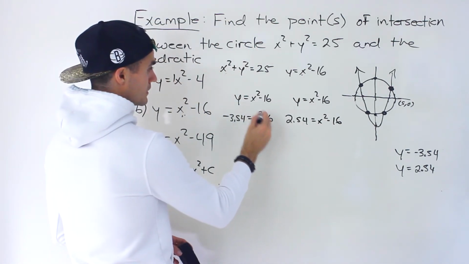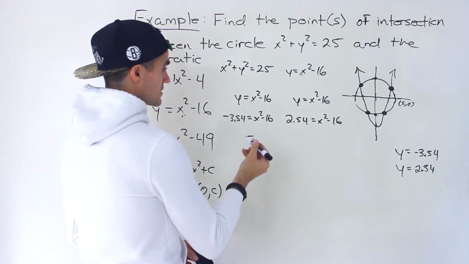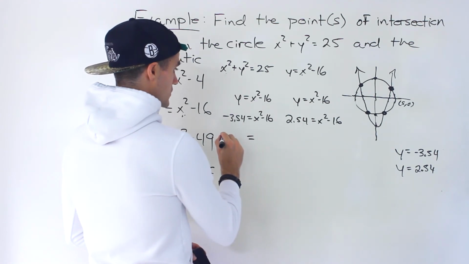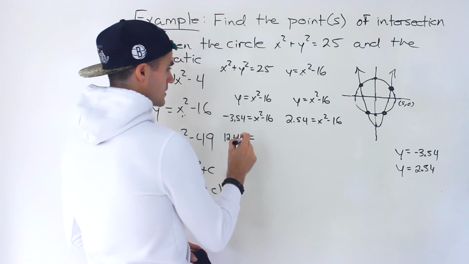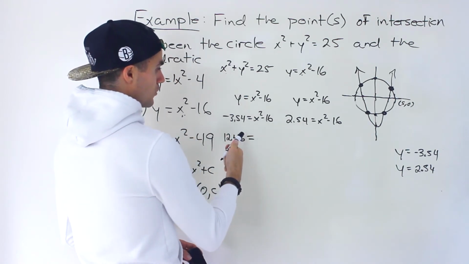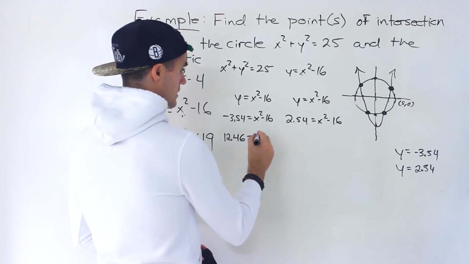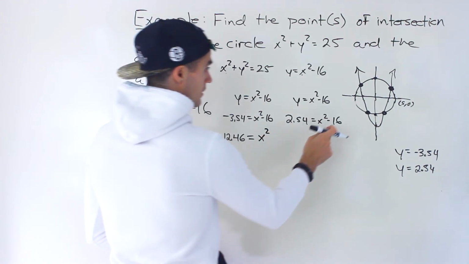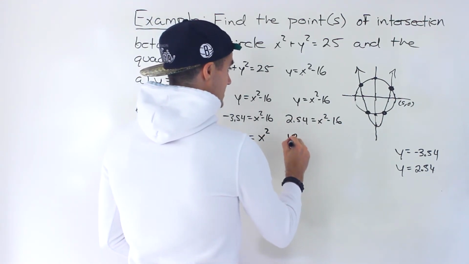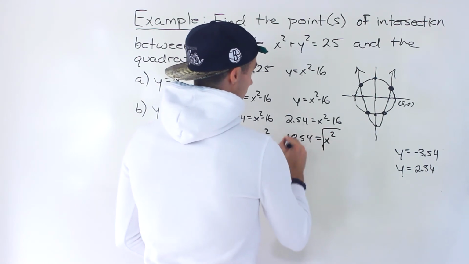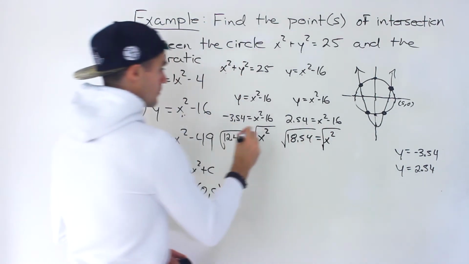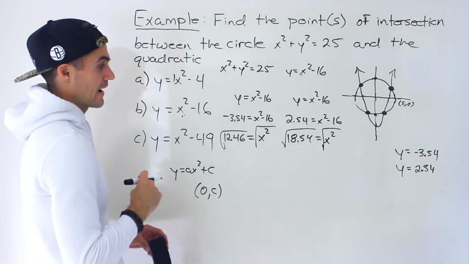So over here, bring the negative 16 over, it becomes positive 16. And so this would give us what? 12.46, right? 16 minus 3.54 is 12.46. That's going to be x squared. Bring this over, we'll have 18.54. That's going to be x squared. And then we just square root both of those sides to get the x by itself.